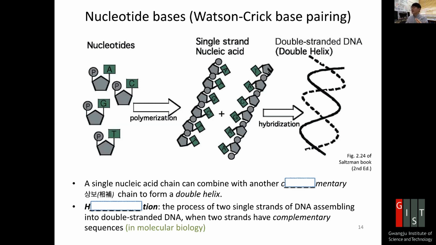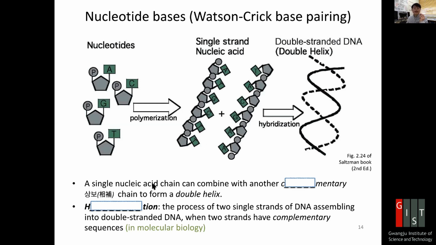When they do interact, you can see A always interacts with T, T goes to A, and G, guanine, goes to C, and C goes to G. So this is a complementary matching, and the secret inside is the hydrogen bonding for each to be matched. When they interact, they form a helix structure, a double helix structure, and we call this hybridization.